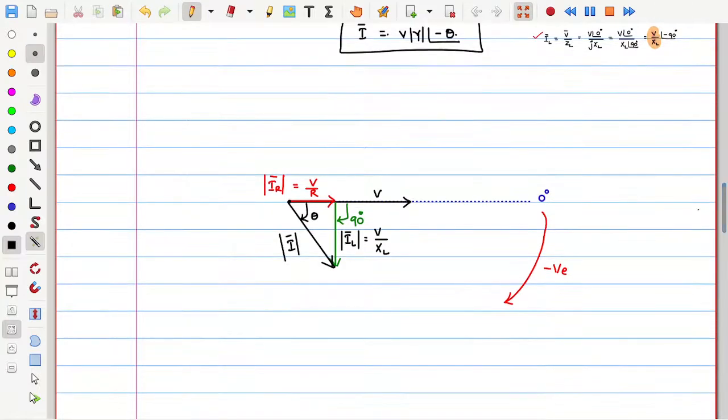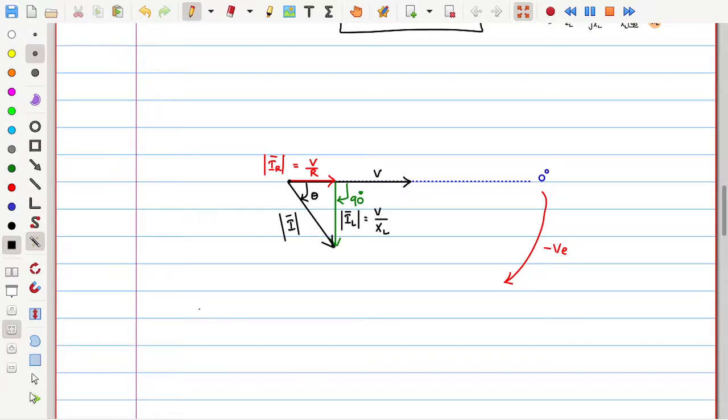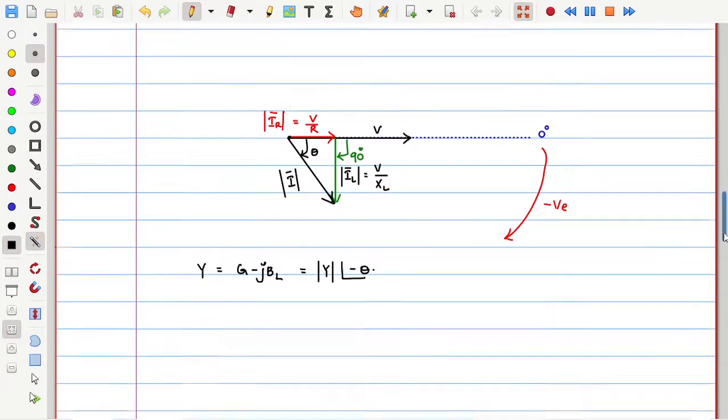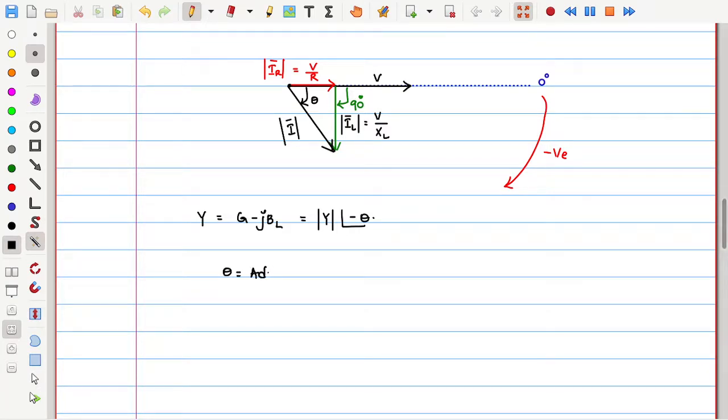From this you can get many things, like what we saw previously. This admittance, which is equal to G minus jBL, can be written as mod Y at an angle of minus theta. This theta is the admittance angle. This can also be called the power factor angle, PF angle. And how much is this? This is equal to tan inverse of the imaginary part, BL, divided by the real part, G. So BL by G. And if you want the power factor, that we already saw. How do we get the power factor? Simply cos of this admittance angle or impedance angle, both are the same. So cos theta is the power factor.